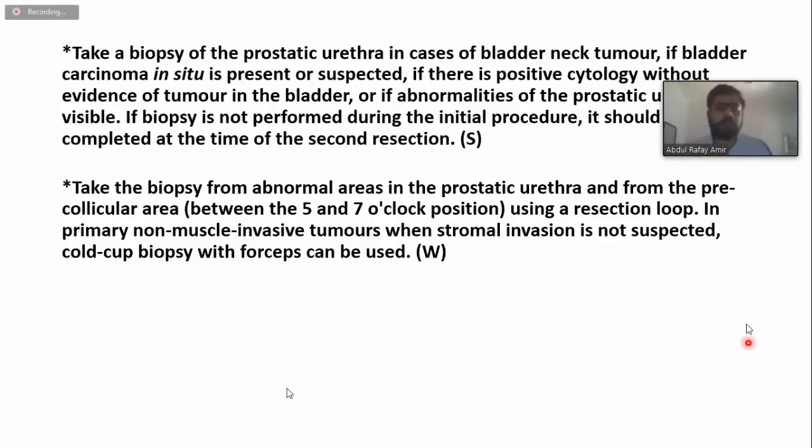So, regarding prostatic urethral biopsies, take a biopsy of prostatic urethra in case of bladder neck tumors, if bladder carcinoma in situ is present or suspected. If there is a positive cytology without evidence of tumor in the bladder, or if abnormality in the prostatic urethra is visible. If biopsy is not performed during the initial procedure, it should be completed at the time of second resection. Take the biopsy from abnormal area in the prostatic urethra and from the pre-collicular area, that is between 5 and 7 o'clock position, using a resection loop. In primary non-muscle invasive tumor, if stromal invasion is not suspected, cold cup biopsy with forceps is used.